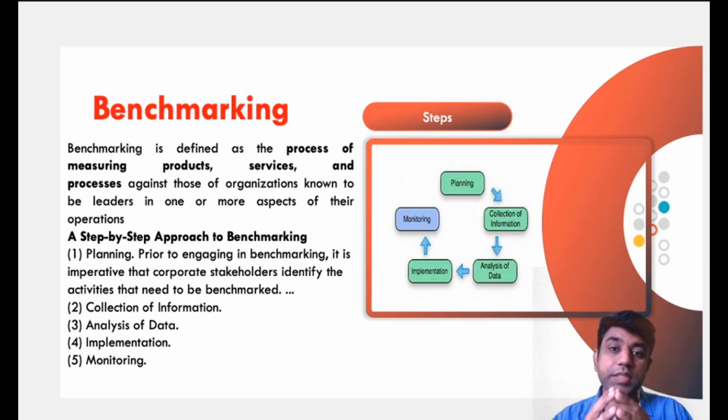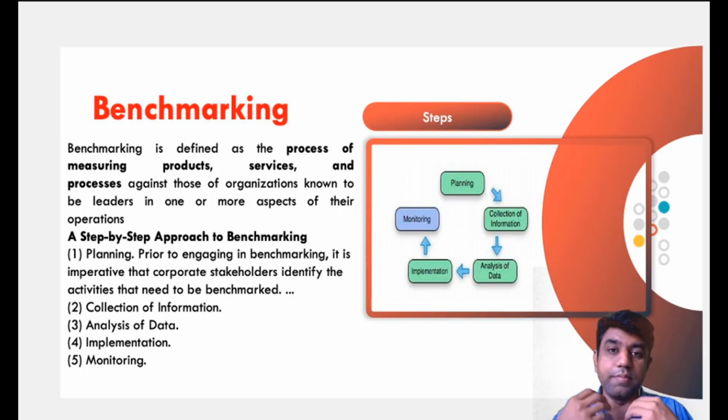So which are the basic steps we need to do in order to get the benchmarking? The first thing involved is the planning. First of all, we need to prior engage in the benchmarking. We need to understand what our competitor does. We need to identify the activity we actually need to benchmark, right?